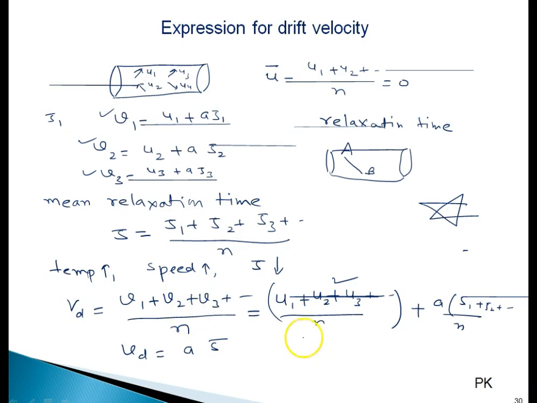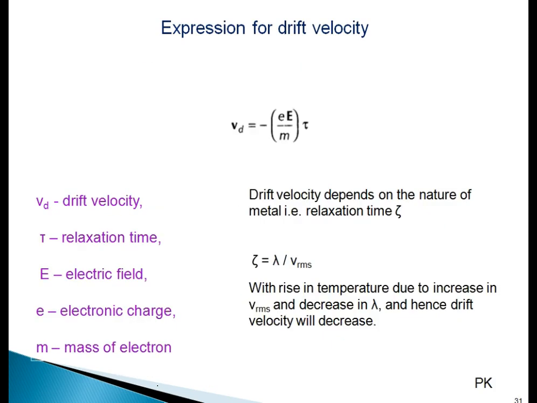Now we all know the force on the electron is eE. I am talking only about magnitude. This should be equal to ma, so I put in the value of a. We get the final result Vd = eEτ/m. This is the expression for drift velocity. So all of you just check it. This is the expression for drift velocity.